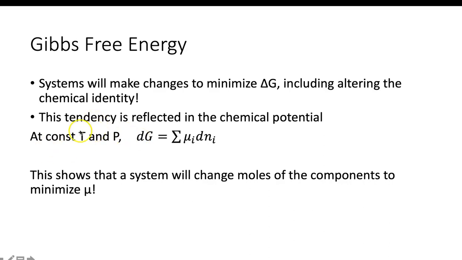And so if we do a reaction or a process at constant temperature and pressure, our differential equation is now just the sum of these chemical potentials times the change in moles. So basically, a system will minimize the free energy by changing the number of moles of each of the components, and it's going to increase the amount that has the minimum chemical potential. Makes sense, as opposed to increasing the amount that has a maximum chemical potential, which would be maximizing our delta G. So we're going to go to a point where we have minimal chemical potential.